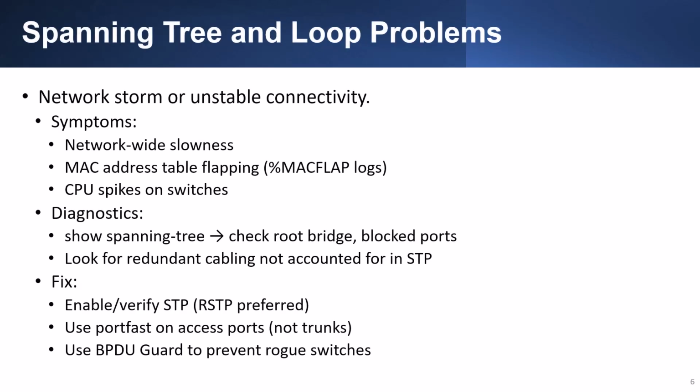If you have a network storm or unstable connectivity, you will have network-wide slowness. In addition, MAC address table flapping and/or CPU spikes on switches. Check spanning tree to check root bridge and blocked ports. Look for redundant cables not accounted for in STP. To fix, enable or verify STP, of which RSTP is preferred. Use PortFast on access ports, not trunks, and use BPDU guard to prevent rogue switches.